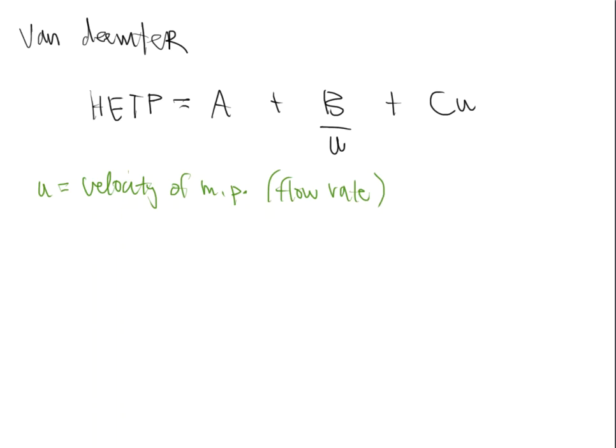Okay, so let's talk about the A variable. The A variable is the very first one that shows up, so let's talk about it first. And this is going to be called eddy diffusion. So we need to talk about what eddy diffusion means. Well, this is something that we've kind of talked about already.